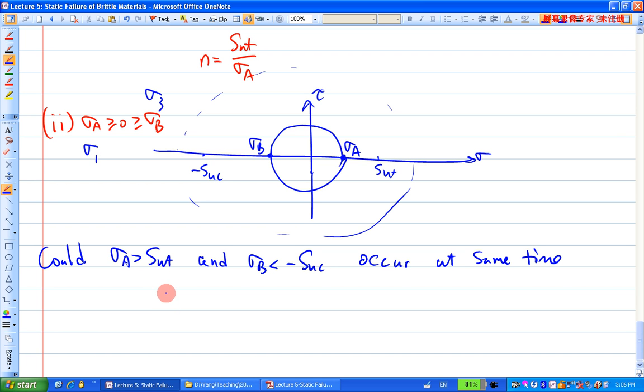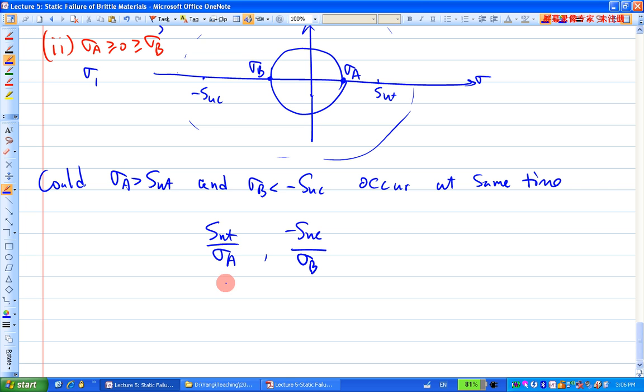So then the natural question is, if I wanted to calculate the safety factor, what we're going to have to do is check these two conditions at the same time. We have to check both conditions. So in other words, we have to check what is the value of this, and we also have to check what is the value of this.